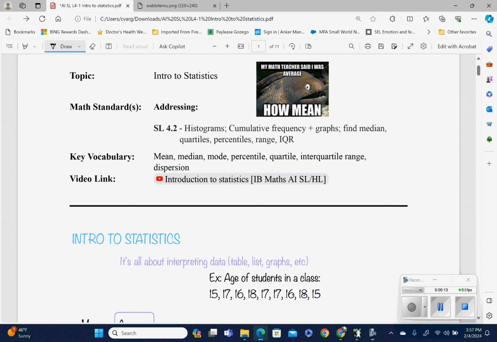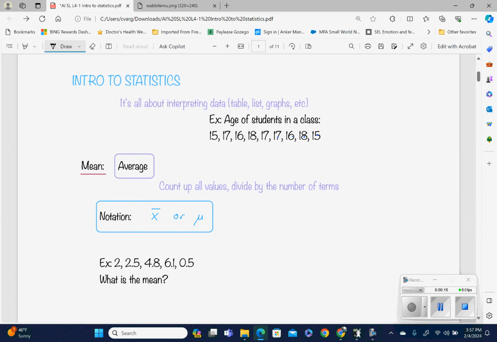So we're going to start out very basic with something that you guys have done before, and it is called the mean. Okay, so mean is the same thing as the average, and there are two symbol notations. One of them is with an X with a bar over it, or it's like a little fancy U. It can look like an M for mean. So there are two symbols for mean. Okay. So how do you find mean?